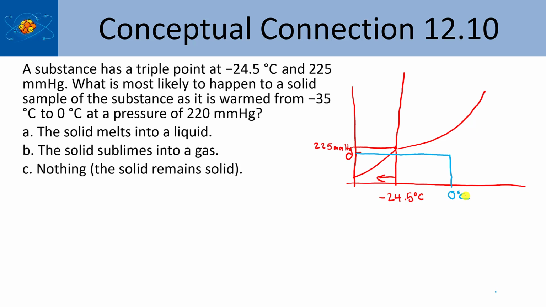So what do you see? Like in the earlier examples, the phase diagram was given to you. Now we've sort of drawn our own. We know the triple point's at 225. We know we're at 220. So when we go across, at some point we're going to see the solid convert directly to the gas, or sublime to the gas. So the answer for this one would be B.